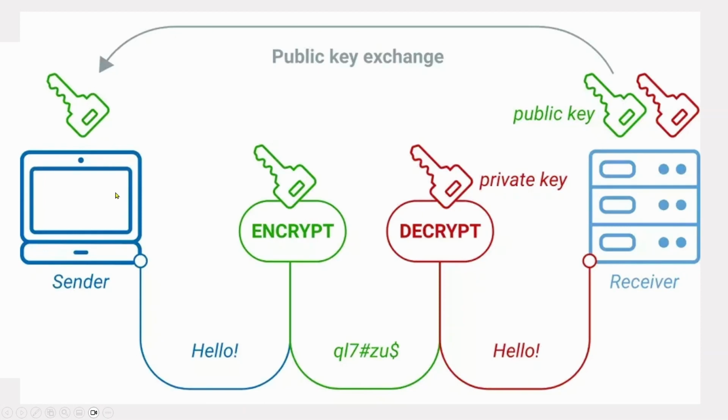The sender tries to send a hello. He uses the public key, he encrypts it, and then this data travels across the network. And on the other side, the server with the private key decrypts it, and he gets the equivalent message that the sender sent over.